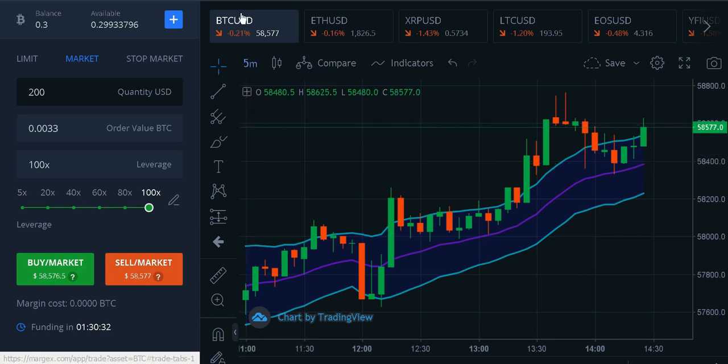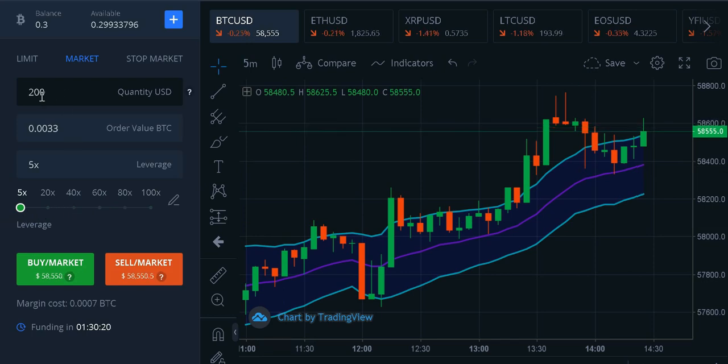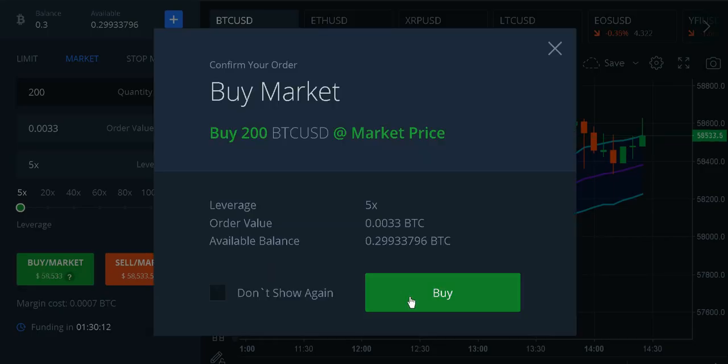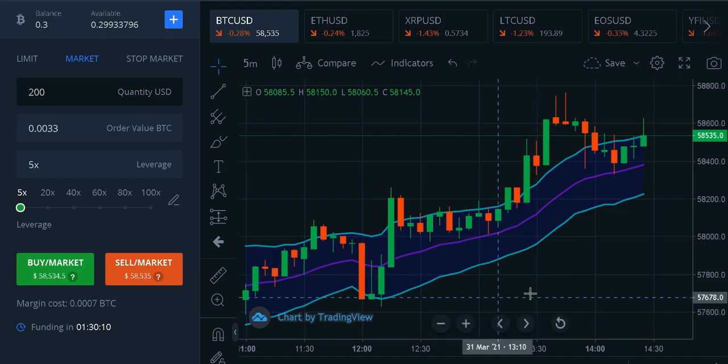I'm going to trade Bitcoin, BTC against the USD, the US dollar. And let's do 5x leverage. We're going to start off really simply, and I'm going to trade $200 worth of it. I don't want to hit that sell right now. If you wanted to sell, you'd hit the red button. I'm going to hit the green buy button and then verify it and buy.